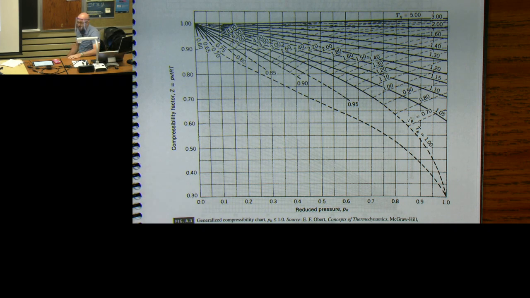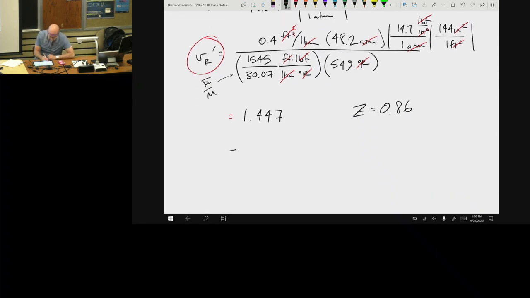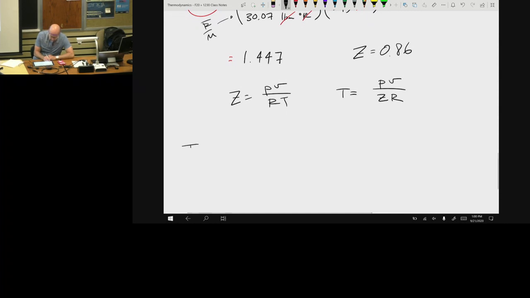That's 0.85, and I would be okay with it because there's some human error inside of this. All right? Now that I know my Z value, I know that Z is equal to PV all over RT. I know my temperature is going to be equal to PV over Z times R, and so I can solve.